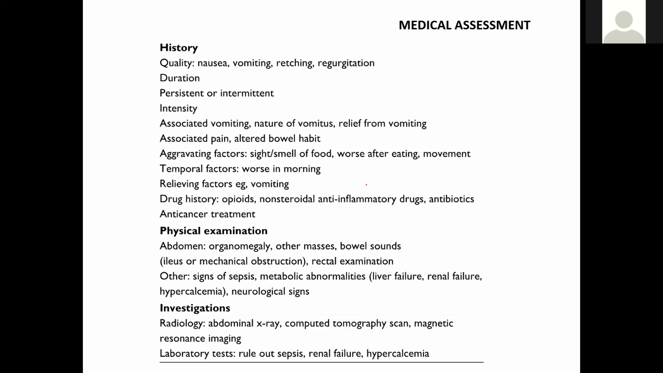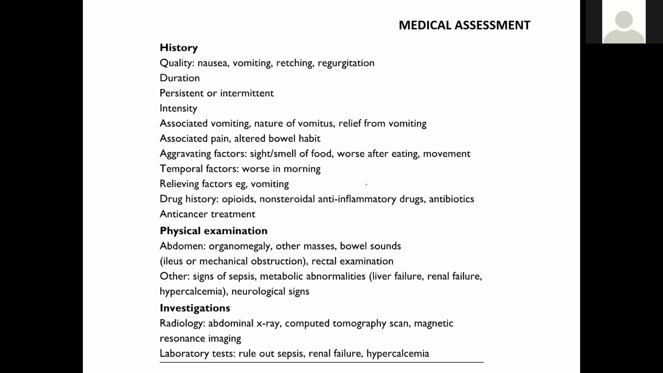Like pain, you have to ask about the quality, the duration, whether it is intermittent, whether it is all the time, how many times a day, associated with pain or altered bowel habit, any smell of food, anything which is worsening your vomiting. Is it just in the morning? What is helping to relieve the vomiting? Everything you have to ask as in pain or any other symptom.